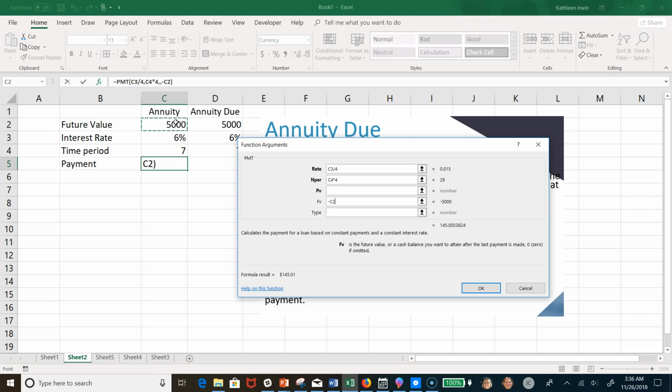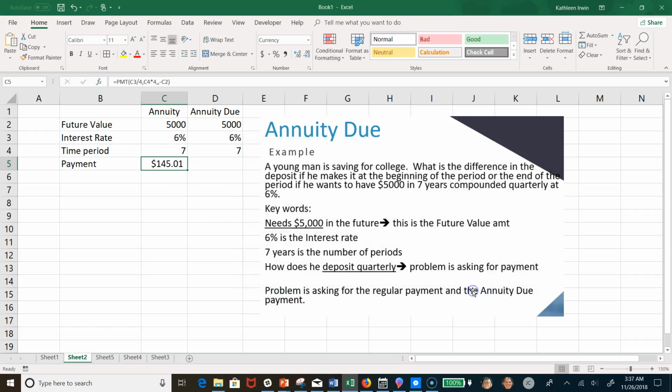And then we have to do one other step in this problem to show the difference between an annuity and an annuity due. We have to come down here to type. If we go to type, it's going to remind you down here at the bottom, if the payment is at the beginning of the period, you want to type in a 1, and if it's at the end of the period, you can just put nothing in there, or you can type in a 0. So since this is our regular annuity, we can just leave this blank. So we're going to click OK.